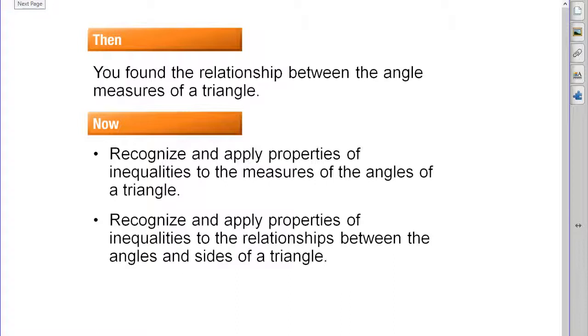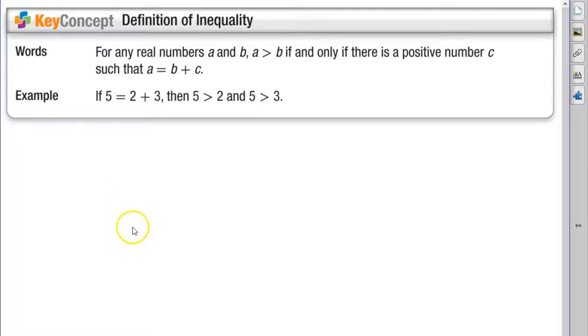So, we're still working with proving theorems about triangles. Previously, we found relationships between angle measures in a triangle. Now we're going to talk about inequalities with measures of angles, and then inequalities between angles and sides of a triangle. So first, the definition of inequality.